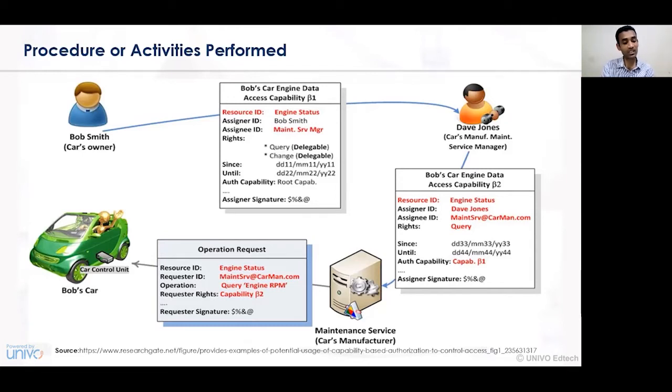And lastly, here you can see in the last consideration, at Bob's car, the car control unit has been affixed, and accordingly the car is ready for its delivery and its continuous operations. So these are the various procedural activities that have been performed in case of a capability-based process control.